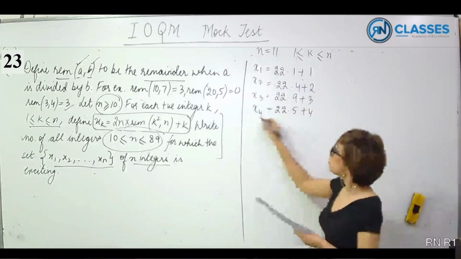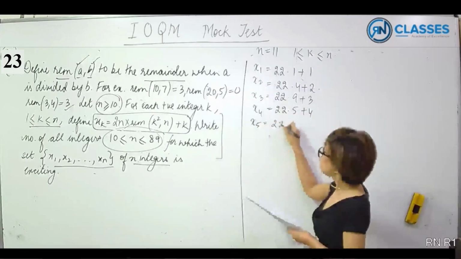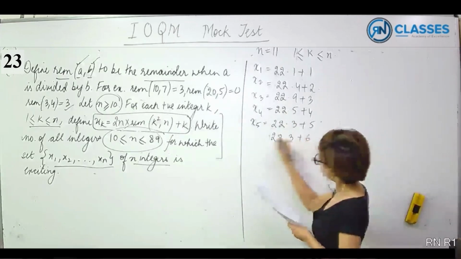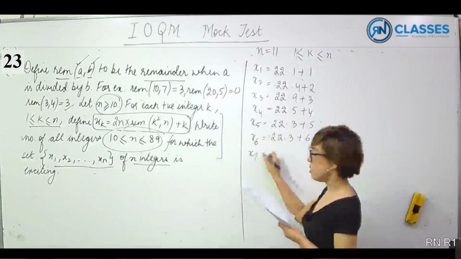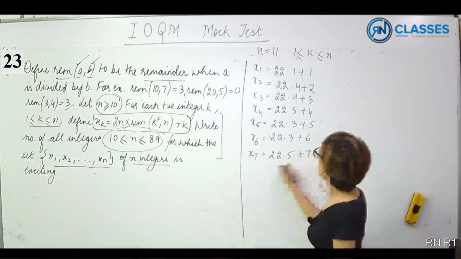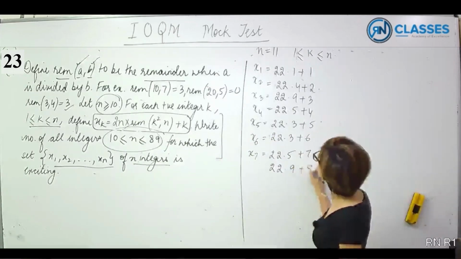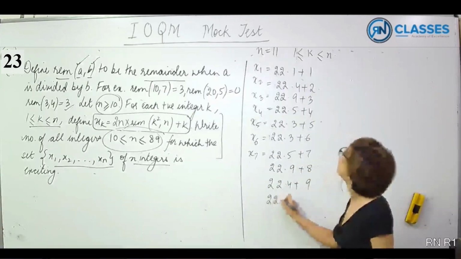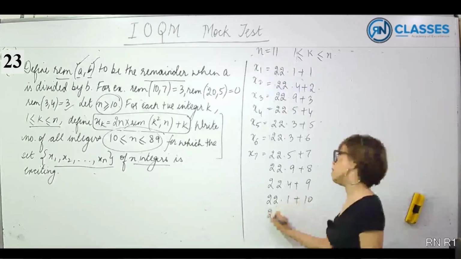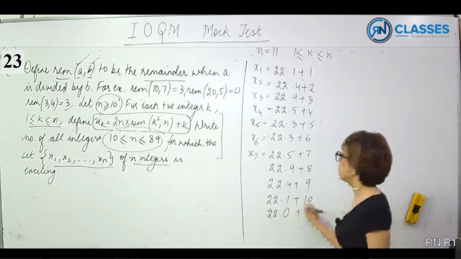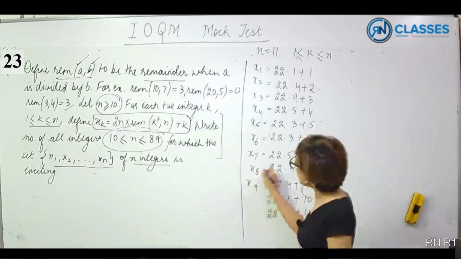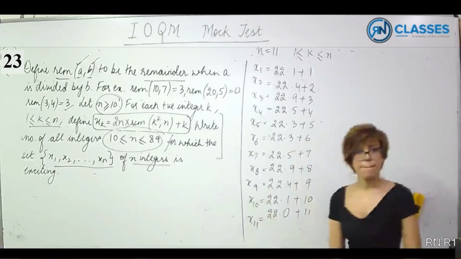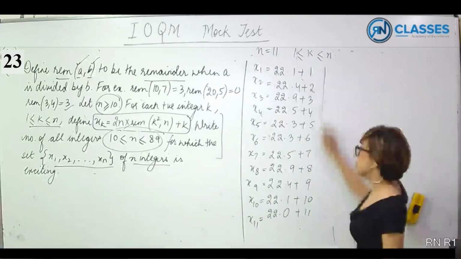Till now, I cannot see anything. Right, x5 is 22 into 3 plus 5, then 22 into 3 plus 6, okay. X7, that is 22 into 5 plus 7, then 22 into 9 plus 8, then 22 into 4 plus 9, then 22 into 1 plus 10, last obviously 22 into 0 plus 11, right. Now, if you look, can you see what is the observation over here? I think observation is pretty clear.